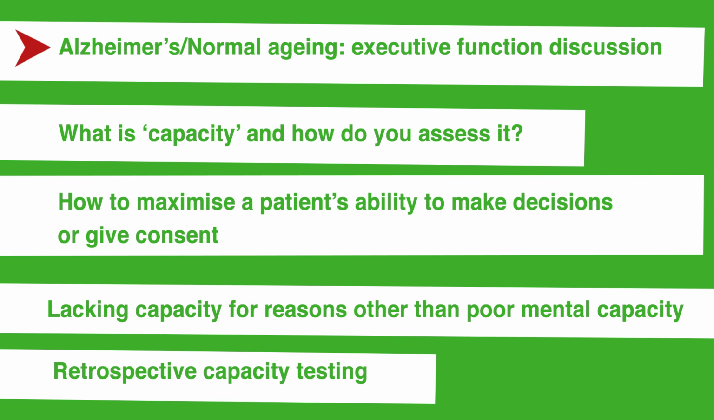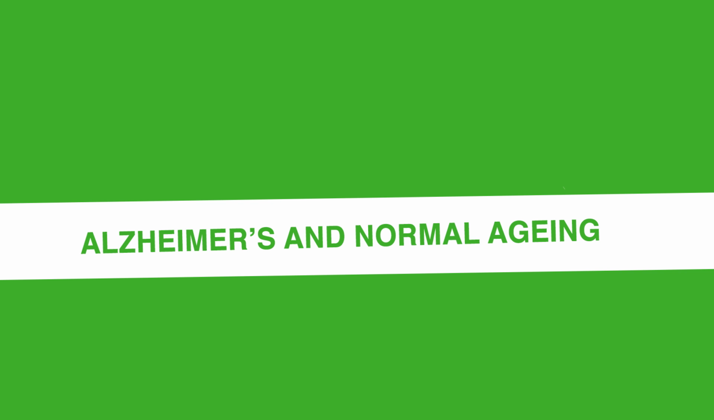We're going to discuss the difference between normal aging and Alzheimer's and how one's executive function is important in this respect. What is capacity and how do you assess it? How to maximize a patient's ability to make decisions or give consent. What reasons other than Alzheimer's are there for people lacking mental capacity? Retrospective capacity testing. Many elderly people have poor memories.